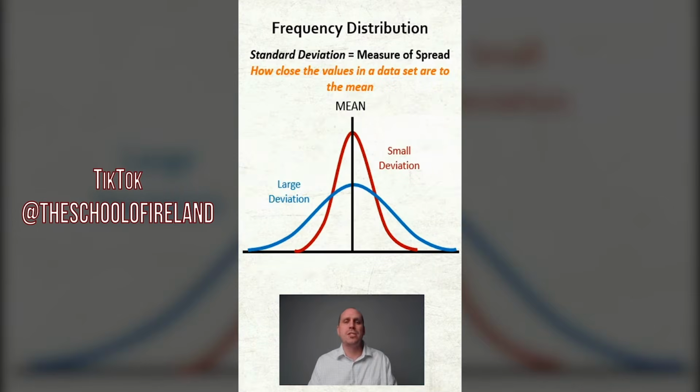So next up, we're going to look at something called standard deviation. And standard deviation, as it says here, is a measure of spread, which tells us how close the values in a data set are to the mean. So let's take a look at this red curve here. This red curve tells us that the values are really squished up against the mean, telling us that the deviation is small. So this is a small standard deviation.